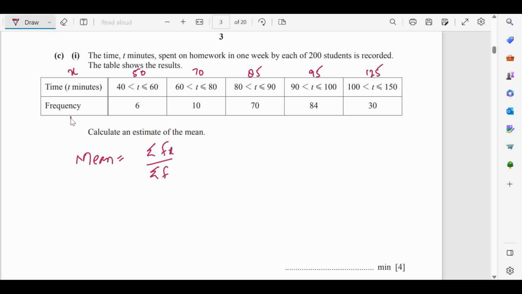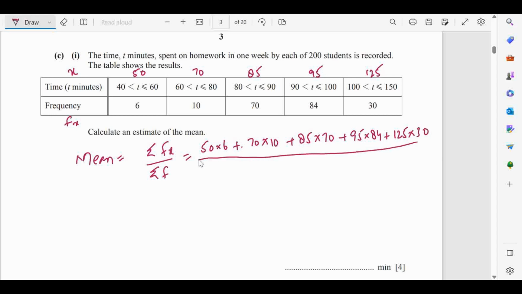Now first of all, let's find the fx. Now fx will be 50 into 6, not 60, because f is 6 over here, plus 70 into 10, plus 85 into 70, plus 95 into 84, plus 125 into 30. And what about summation of f? If we add this row, this will be equal to 200 students, because we know that we have 200 students in total. So this is the way to solve it.